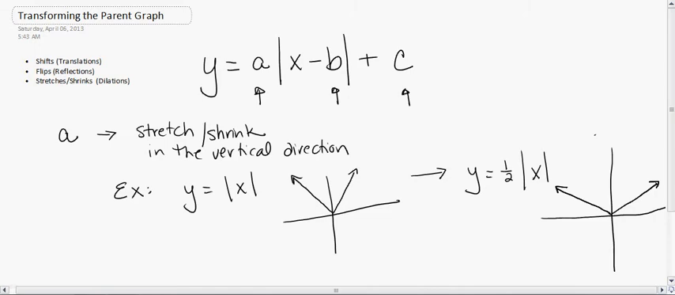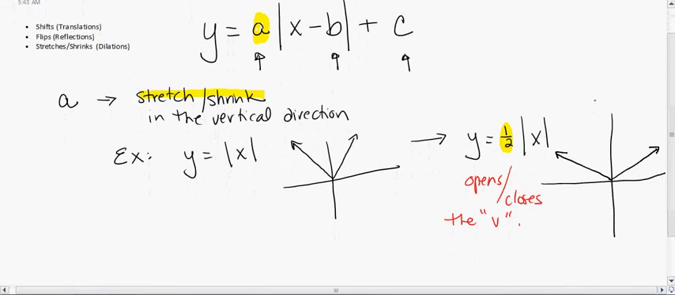So this multiplying outside the absolute value bar, in this case my 1/2, opens or closes the V. And it does that by shrinking or stretching in the vertical direction. So that's one thing that the A does.